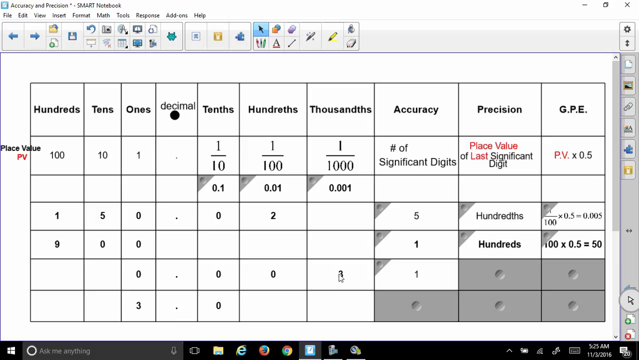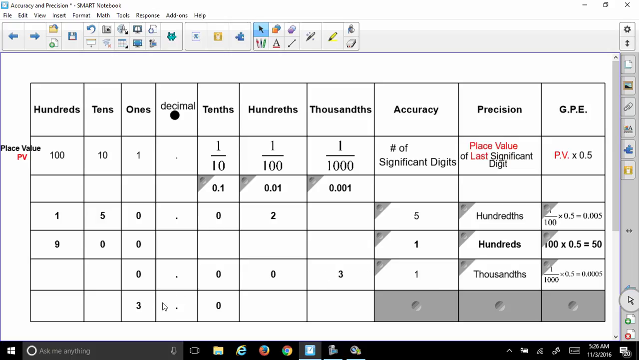So the place value of the 3 is in the thousandth. So that's the precision. Now we're going to take that place value, which is either 0.001 or 1/1000, and multiply it by 0.5, and that'll give us 0.00005. So you're getting pretty good at this, so let's see if you can try the last one.